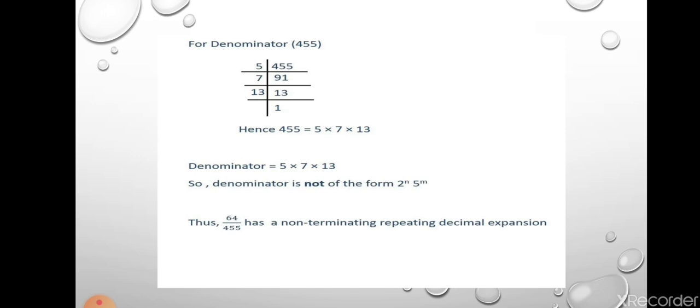Okay students, I hope you understand it. That means in this concept you have to follow two observations. First, the given rational number must be in its simplest form, and second, you have to convert the denominator into its prime factorization and check whether the denominator is of the form 2 raised to the power n into 5 raised to the power m. If q is of this form, the given rational number is terminating. But if q is not of this form, the given rational number is non-terminating and repeating.